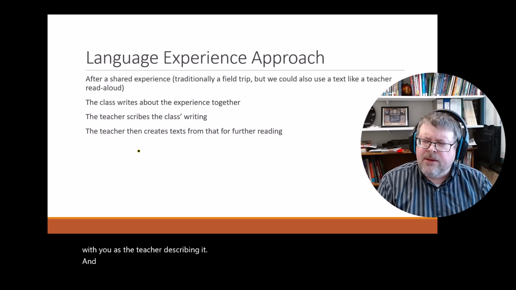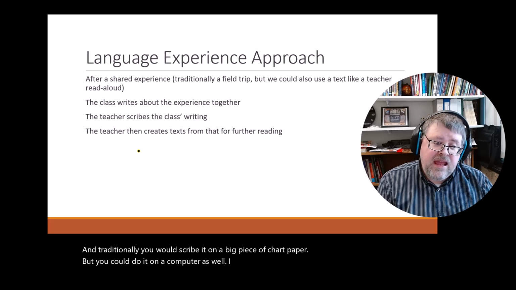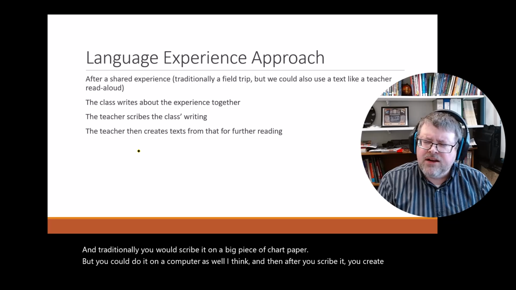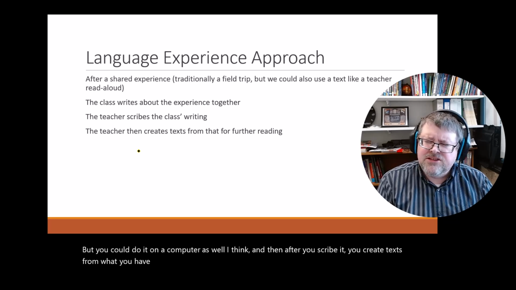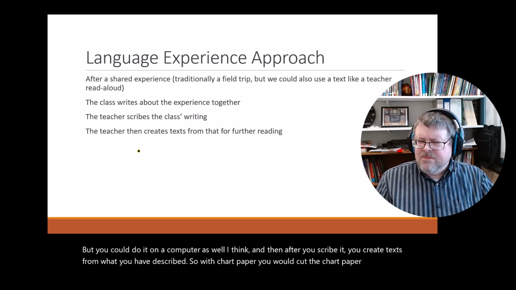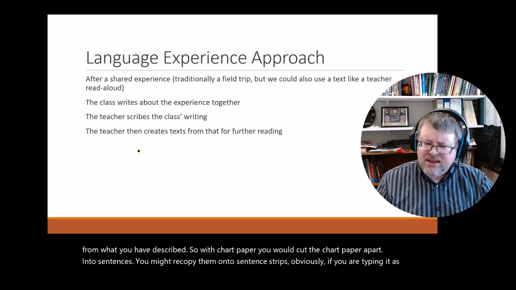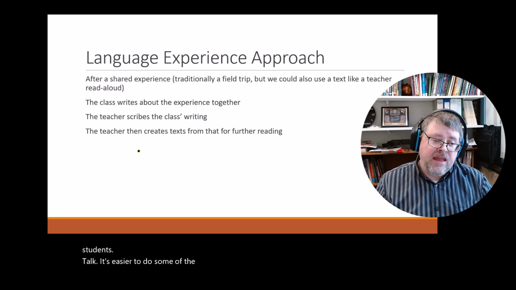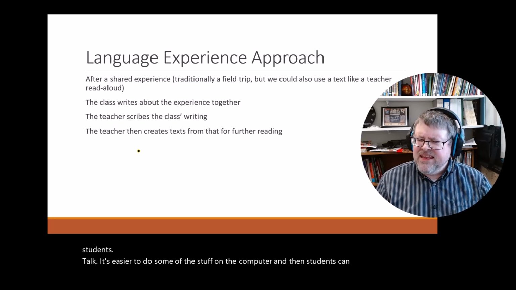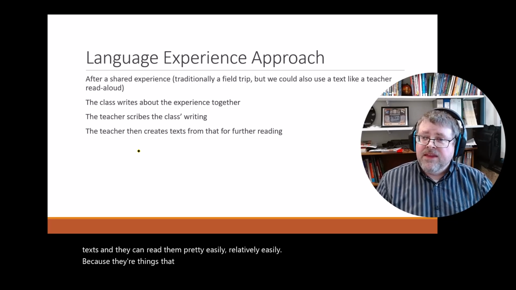And traditionally you would scribe it on a big piece of chart paper, but you could do it on a computer as well, I think. And then after you scribe it, you create texts from what you have scribed. So with chart paper, you would cut the chart paper apart into sentences. You might recopy them onto sentence strips. Obviously, if you are typing it as students talk, it's easier to do some of this stuff on the computer. And then students can read those texts, and they can read them relatively easily, because they're things that they wrote themselves. They are fairly short.